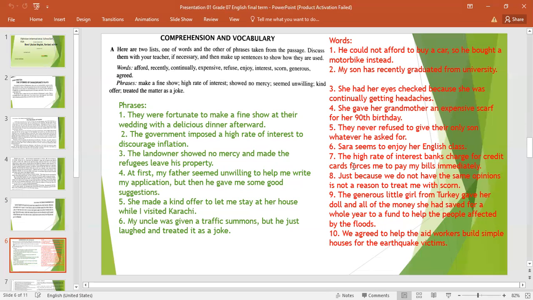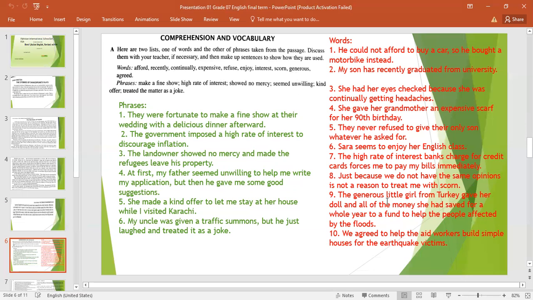Number seven is interest. The high rate of interest banks charge for credit cards forces me to pay my bills immediately. Number eight is scorn. Just because we do not have the same opinions is not a reason to treat me with scorn. Number nine, generous.